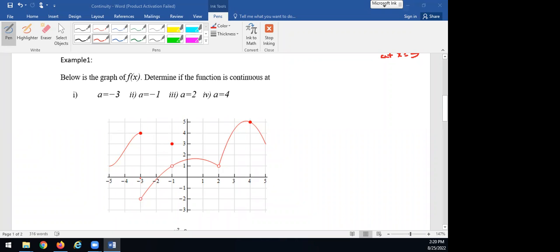No. Why? We see a gap, right? The left hand and the right hand limit are not the same. So this is no, not continuous. When it's graphical, you can actually see the graph and know whether or not it is continuous. What about when x is -1? No, because we also have a gap there as well. So that's no.